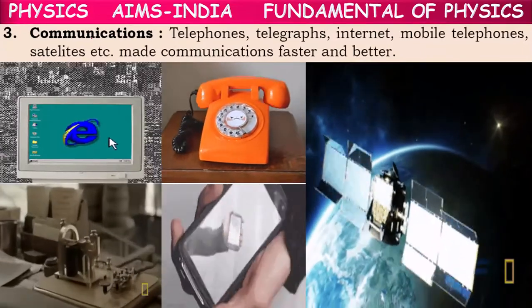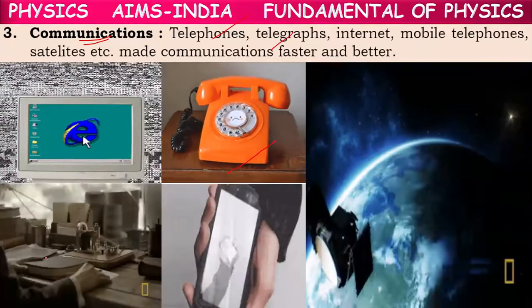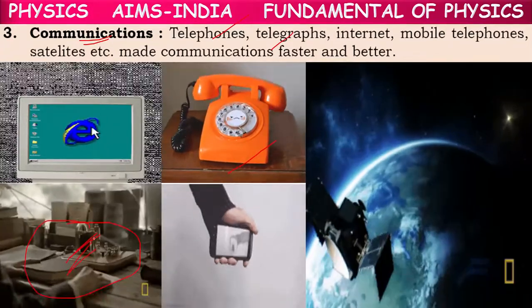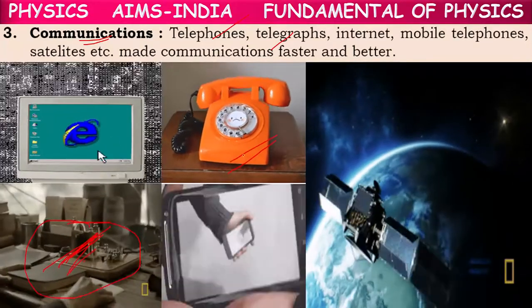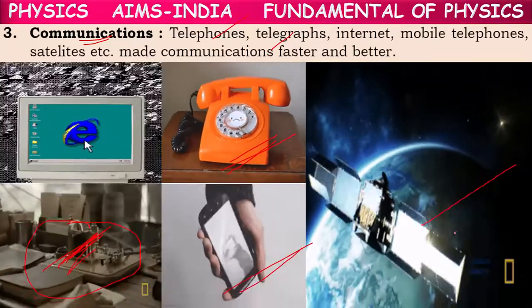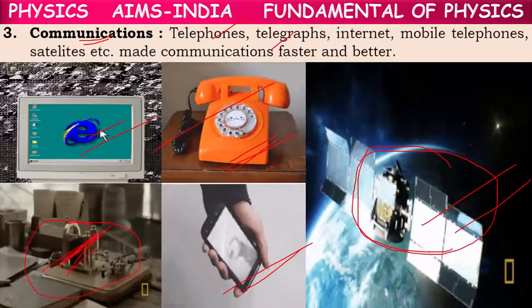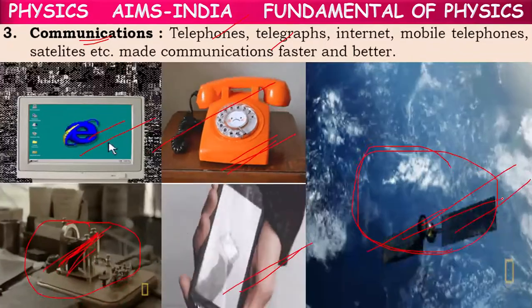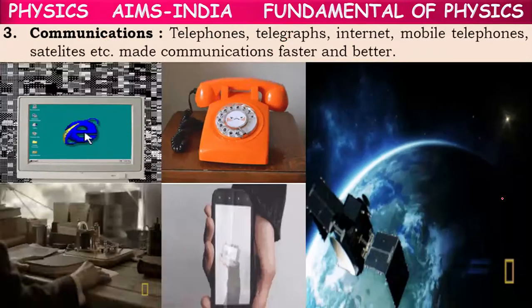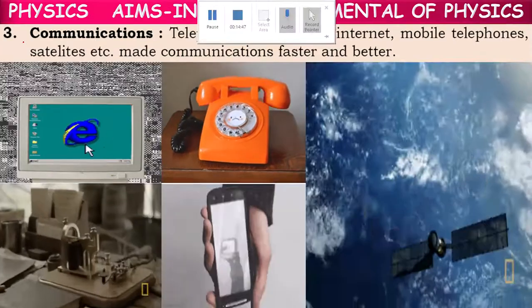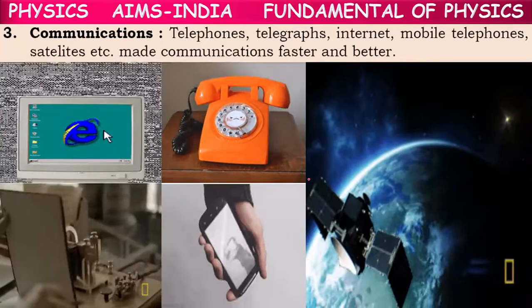Our communication: physics has invented telephones. Previously, there was the telegraph for sending messages in the olden days. With the advancement of physics, they have invented the telegraph, telephones, mobile phones, satellites, internet. Now we are able to see TV programs only because of the satellite. Digital cinema, we are able to see because of the satellite. So in the field of communication also, physics has done a great job by inventing different kinds of machines.